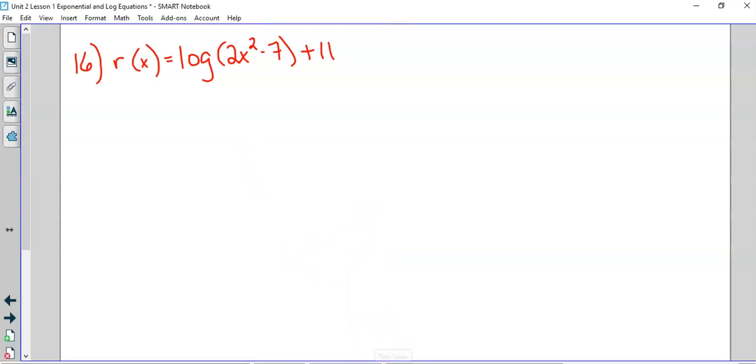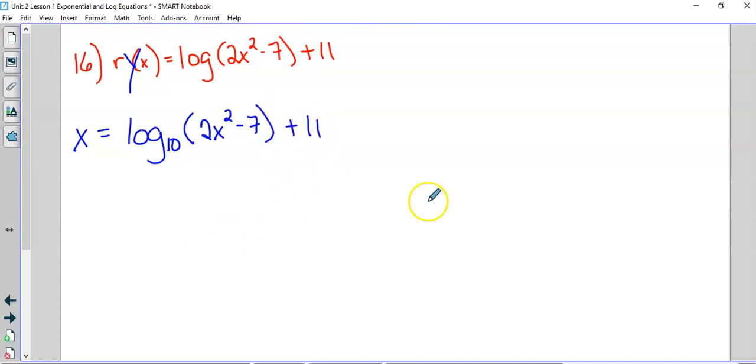So let's talk about what needs to be isolated again. Actually, I'm going to change this to y and then switch them first. X equals log, and then there's no base down here, so it's base 10. Let's write a base. Let's write a 10 there. 2x squared minus 7 plus 11. I'm sorry, I always forget to do that. That should be a y right there. 2y squared.